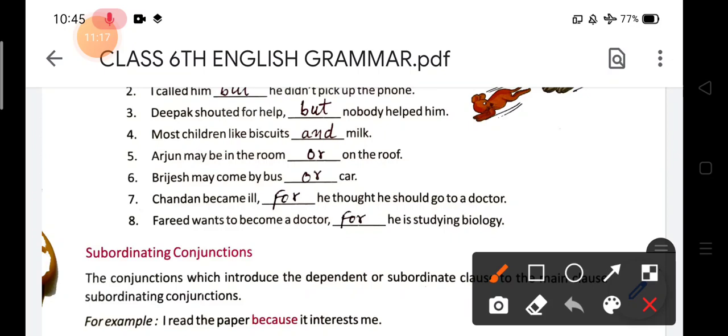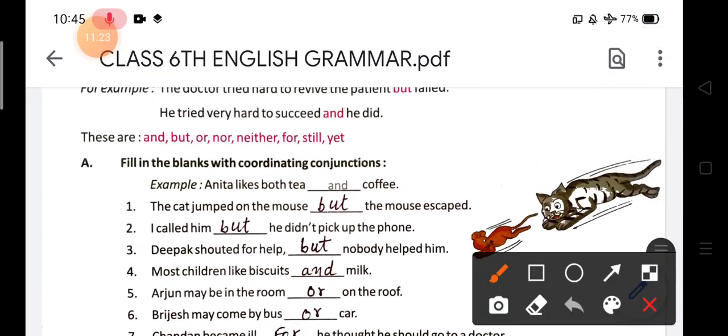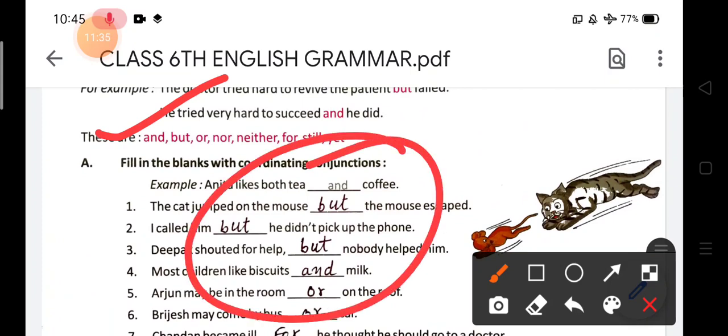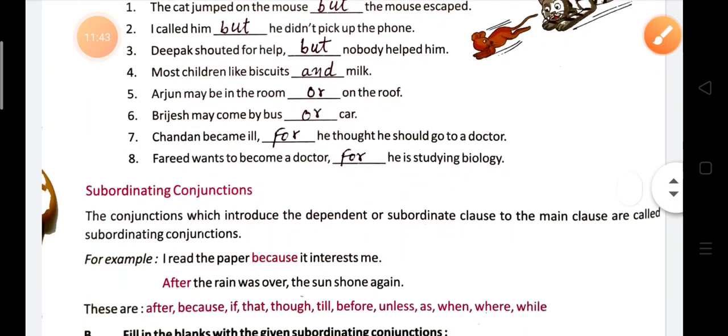You have filled all these examples and understood them, because you saw very first the list of the coordinating conjunctions: and, but, or, nor, neither, for, still, yet. And after that you have seen how they are filled. So in this way you will make sentences and try to fill in your book also. After that, the next conjunction that you will study is subordinating conjunctions.